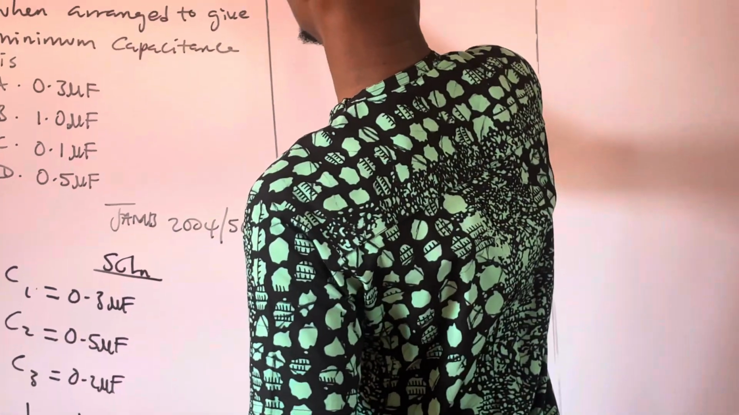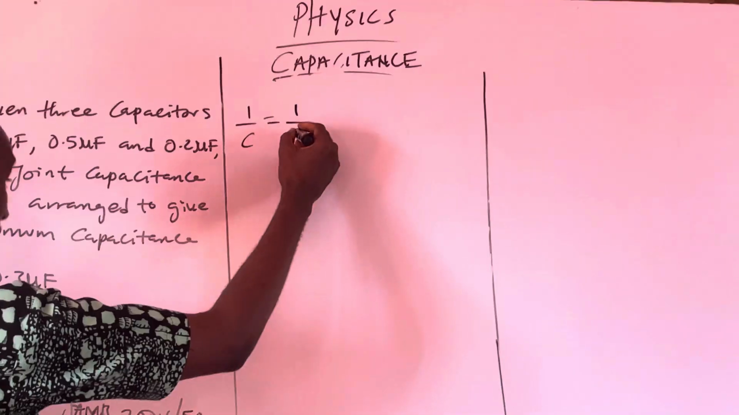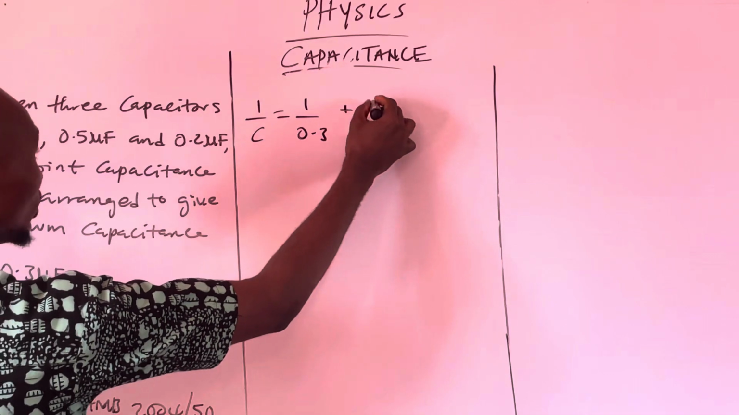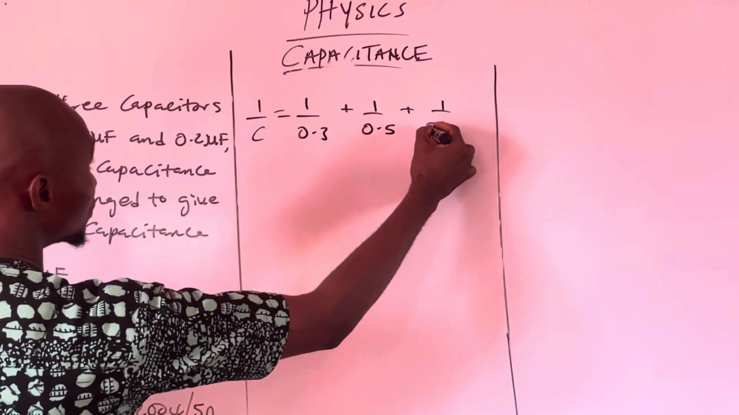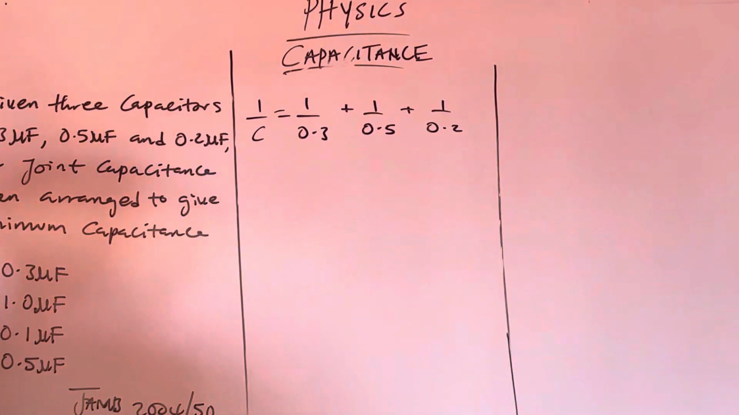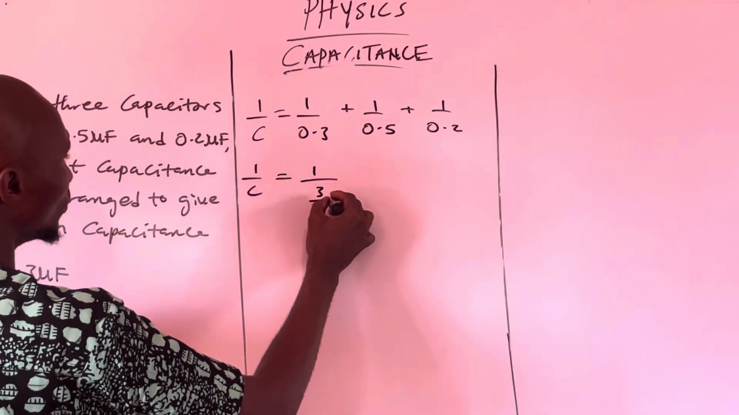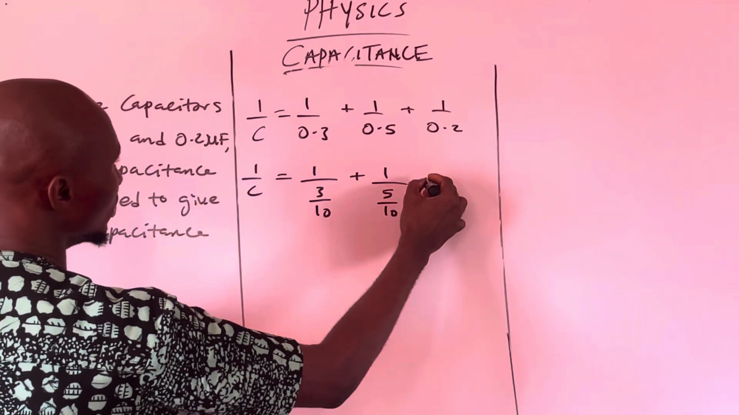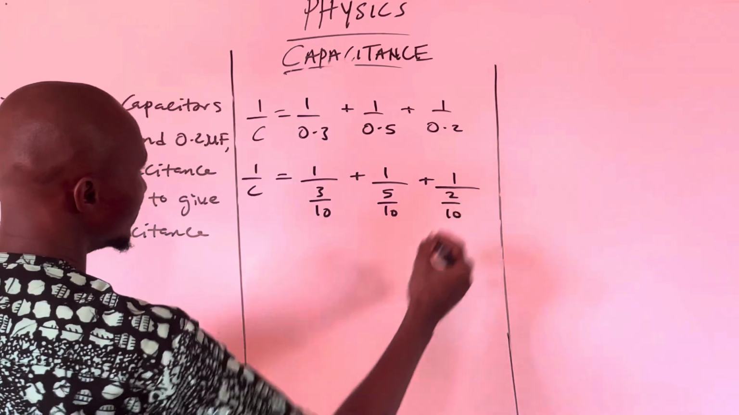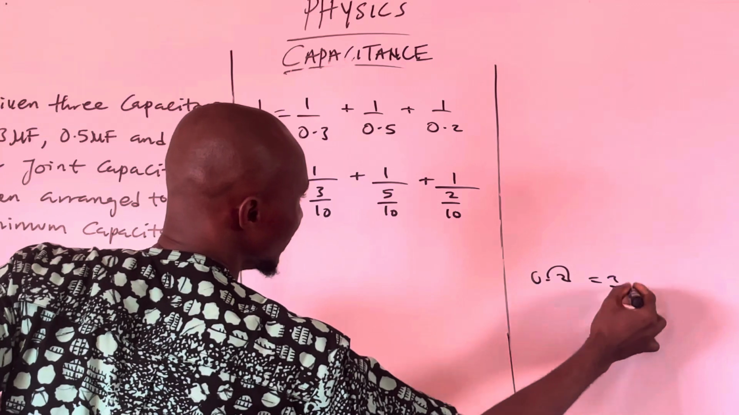Now, 1 over C, this side, this is 1 over 0.3 plus 1 over 0.5 plus 1 over 0.2. You don't understand now? Okay. 1 over C is equal to 1 over 3 over 10 plus 1 over 5 over 10 plus 1 over 2 over 10. How? 0.2 is equal to 2 over 10, right?